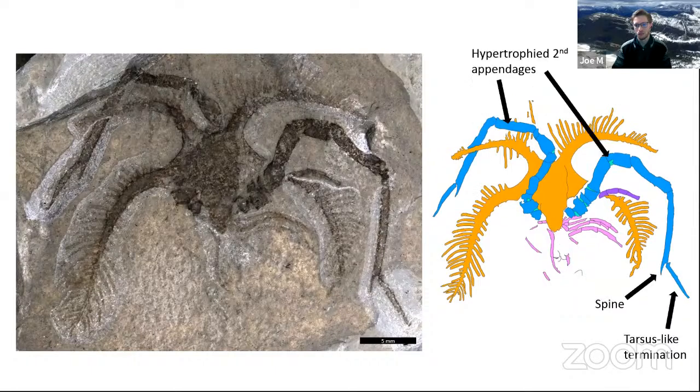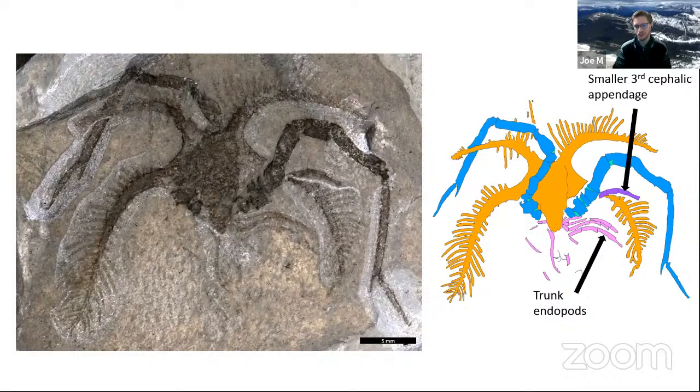We also have this really remarkable pair of hypertrophied appendages, which I've colored in blue here. We think that these are probably the second pair of appendages, based on comparisons with other taxa that have a little antennule in front of them. Aside from the size of these appendages, what's really interesting about them is they have this flattened foot-like or tarsus-like termination, which we think has some ecological significance, as I'll discuss in a minute.